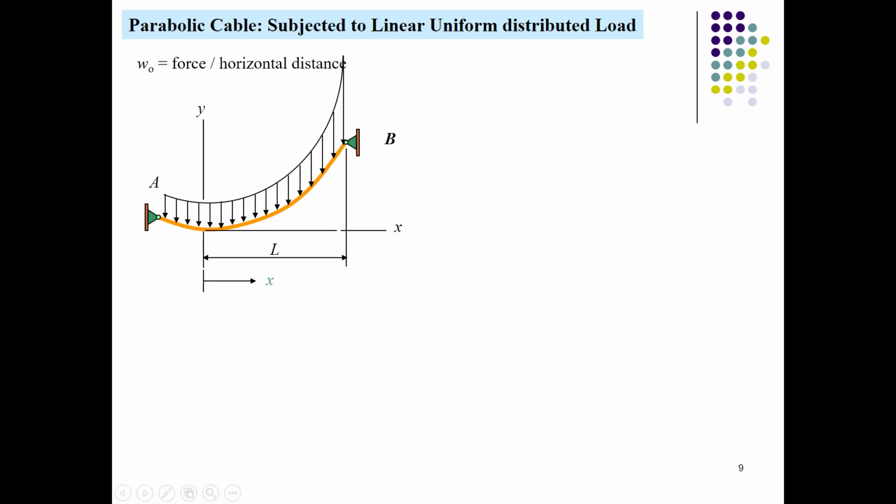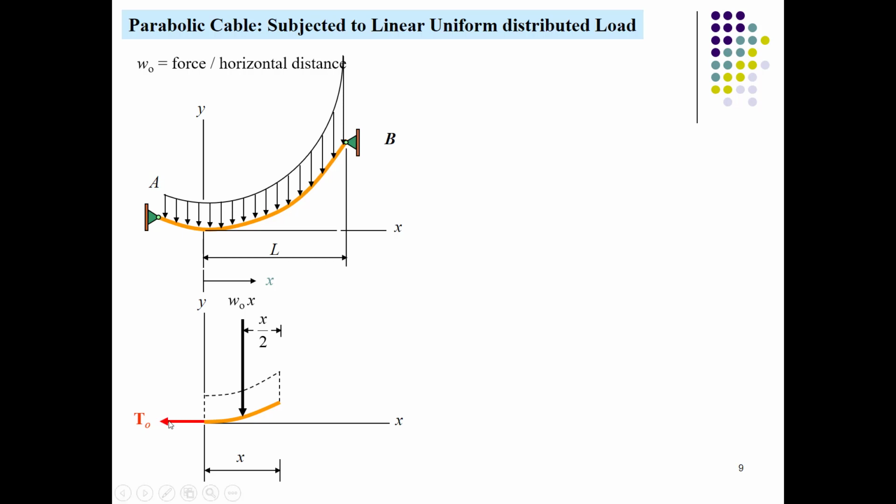Here's a chunk of a section upon which the UDL is distributed, and x is some distance at which the section is taken, and we have a W naught x, which is a resultant force acting as a result of a UDL at this section. Basically, W naught is the intensity of a UDL per unit distance multiplied by that x distance makes a resultant force. So here's the x over 2 distance, which is half of the distance of this section. We'll have a T naught, which is a horizontal component. T is the tension within the string upon which the UDL is distributed. We have a theta, an angle at which the tangent can be drawn.